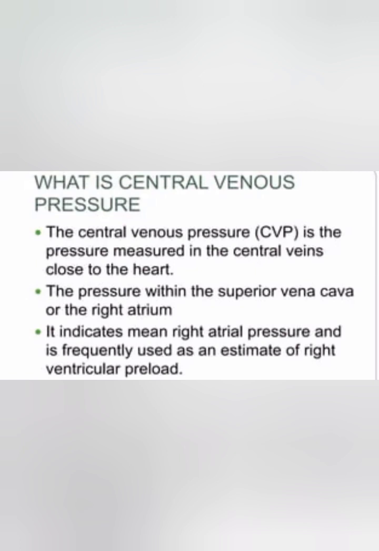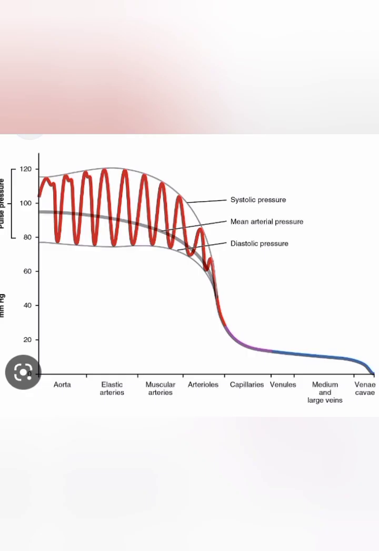The normal pulmonary artery pressure is 15 to 30 mm of Hg. For one cardiac cycle, how much time will it take? It will take 0.8 seconds.